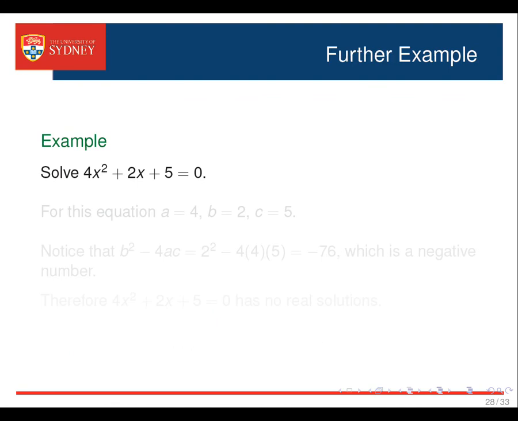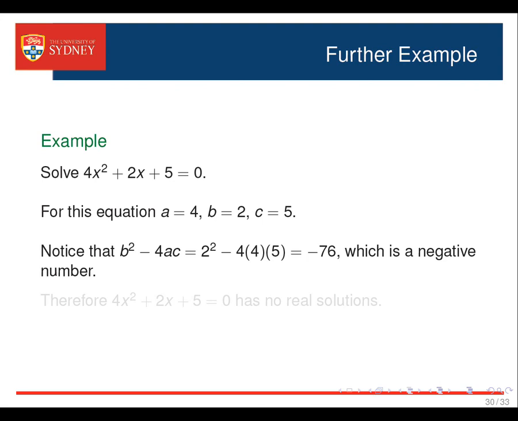Let's have a look at one more example. Solve 4x squared plus 2x plus 5 equals to 0. For this equation, a equals to 4, b equals to 2, and c equals to 5. Notice that the discriminant, b squared minus 4ac, is equal to minus 76. And we cannot take a square root of a negative number. Therefore, 4x squared plus 2x plus 5 equals to 0 has no real solutions.